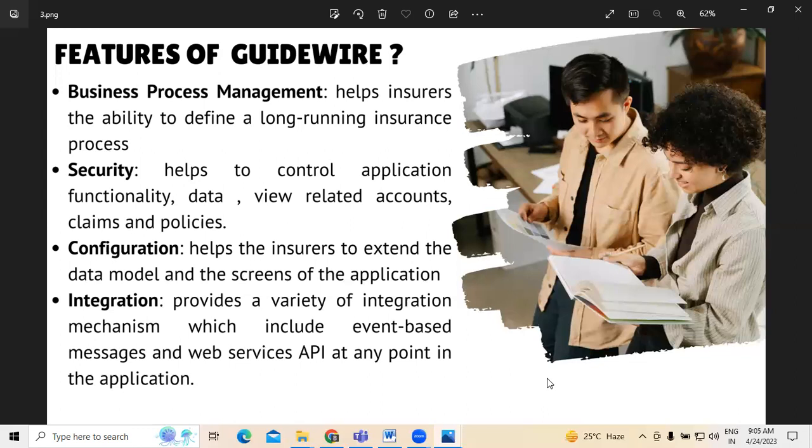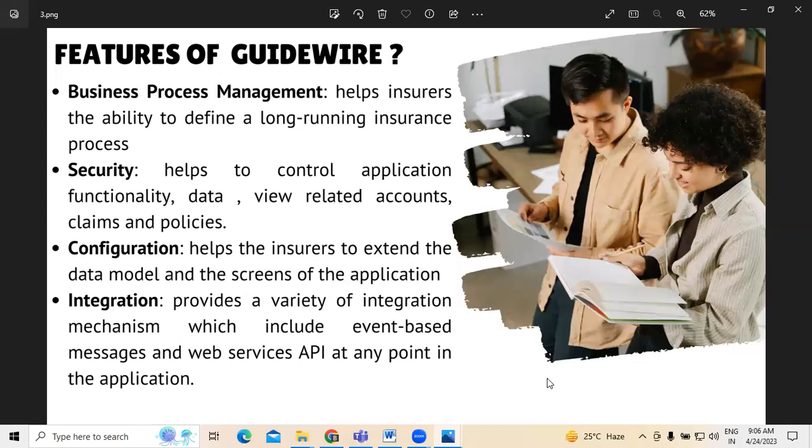At the same time, it will provide us security to control an application, either functionality, data, or the accounts relating to the claims and policies. All that security will be provided through Guidewire. At the same time, when we talk about configurations, it helps insurance companies extend the data models as well as the screens of the application, so that the best configurations can be provided here.